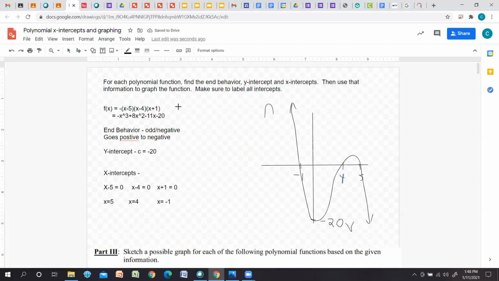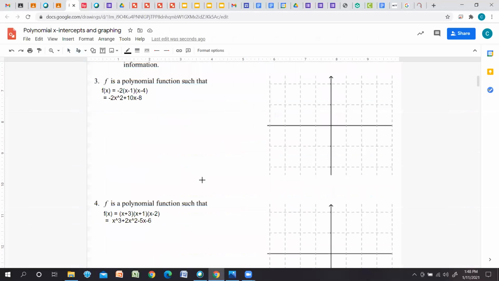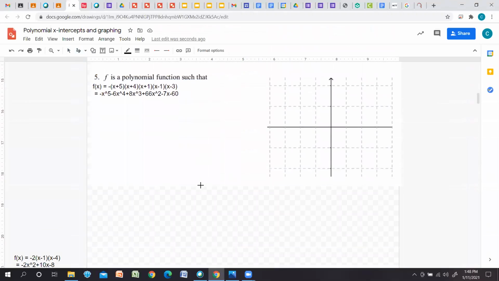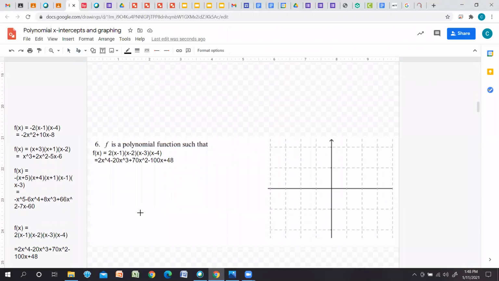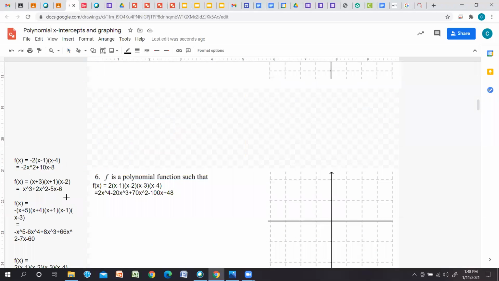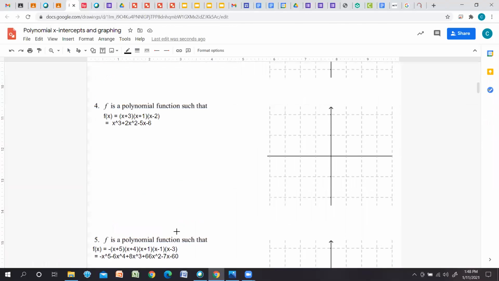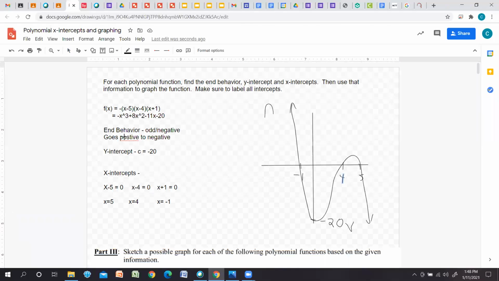So you're going to do this same process with these 4 different polynomials. And I have to delete this. This is how I put together these problems. So for each of them, you have to find the end behavior, y-intercept, and x-intercepts.